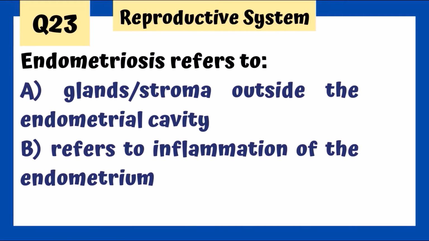Question 23. Endometriosis refers to glandostroma outside the endometrial cavity. That's what it's all about. Or refers to inflammation of the endometrium. No, that's endometritis. Endometriosis is glandostroma outside the endometrial cavity. It's most common in the ovary, the pelvis, and the peritoneum.